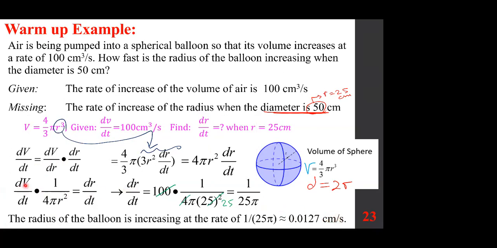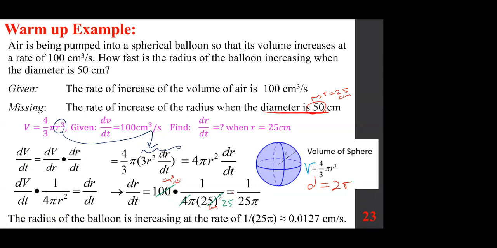If you work it out here with the units, in other words, instead of 100, put 100 cubic centimeters per second. And instead of just 25 squared, you put 25 centimeters squared. So centimeters squared goes away and you have only one of them. So in other words, whatever you do to numbers, you do to units. It will work perfectly.